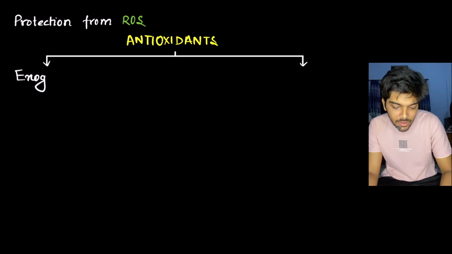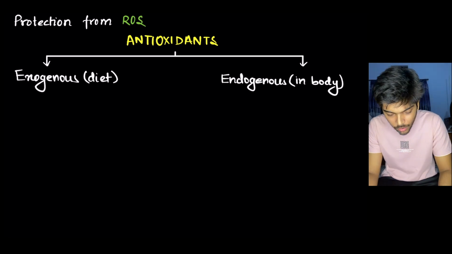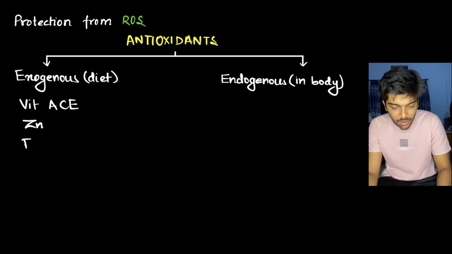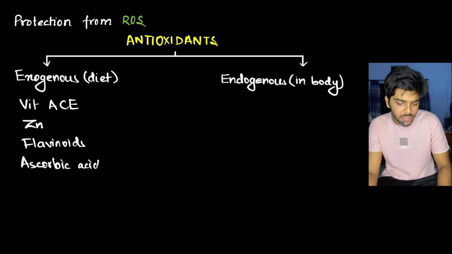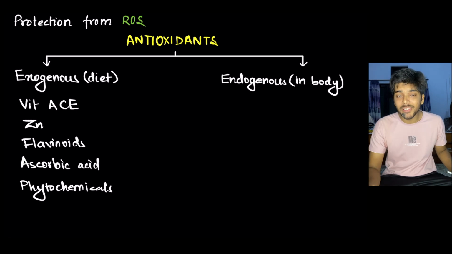Exogenous antioxidants, which we get from diet, and endogenous antioxidants, which are already present within our body. So they are present inside our body. The exogenous antioxidants include vitamin A, C, E, zinc, flavonoids, ascorbic acid, phytochemicals. There are many more. You can search in Google yourself. And guess where you can get all these from? Fruits. That is why if you want to stay healthier and younger, you should eat a lot of fruits.